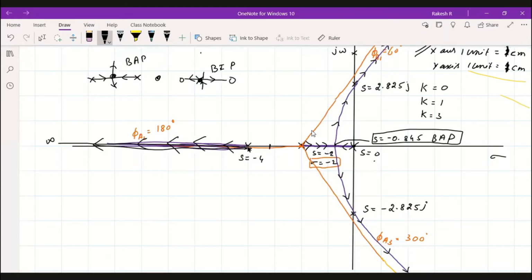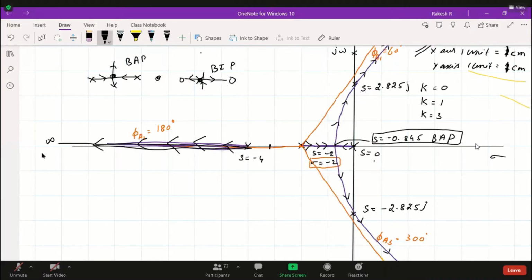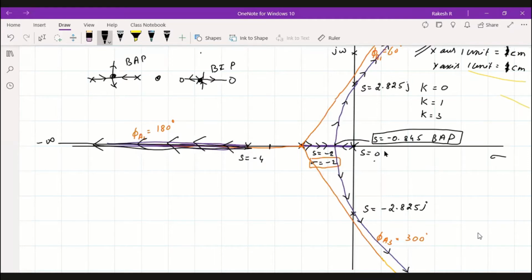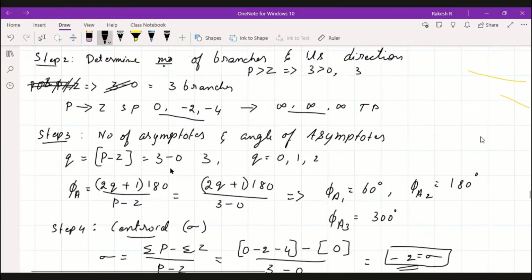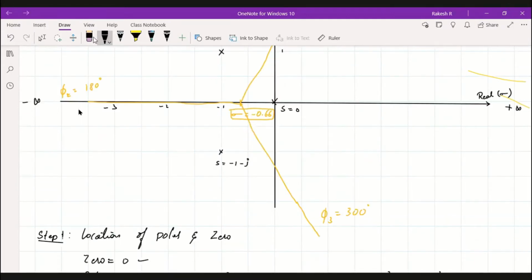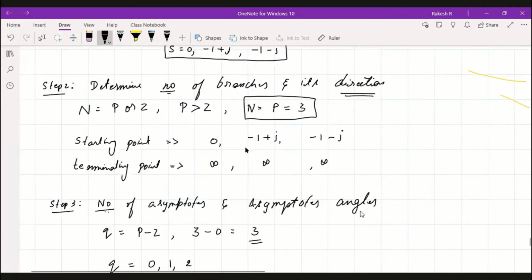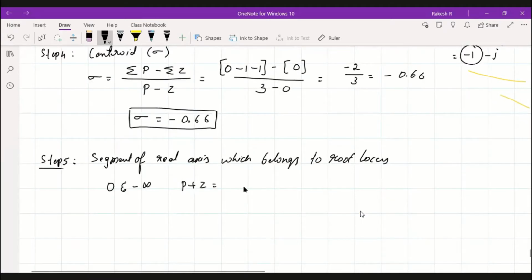In between minus 4 and infinity, what I used to consider was to cover up minus infinity here and count towards the right of this. So I'll be having minus 4, minus 2 and 0. There were three poles. Here we have written the same thing. The poles are present on the real axis only. So towards the right of this one, we have only one pole. That is P plus Z will be 1.